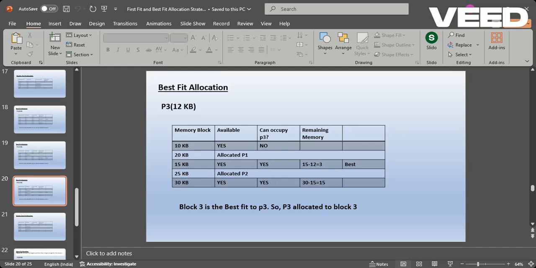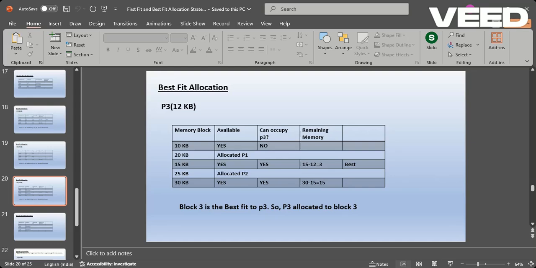Here 30 kb is also enough to store P3, so we need to find the memory wastage. 30 minus 12 we need to find out. Block 3's memory wastage is 3, and the least memory wastage is the best suitable location to store process 3. So block 3 is the best fit to P3, so P3 is allocated to block 3.